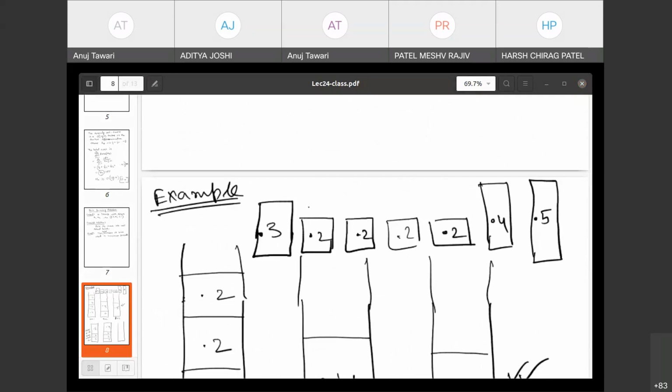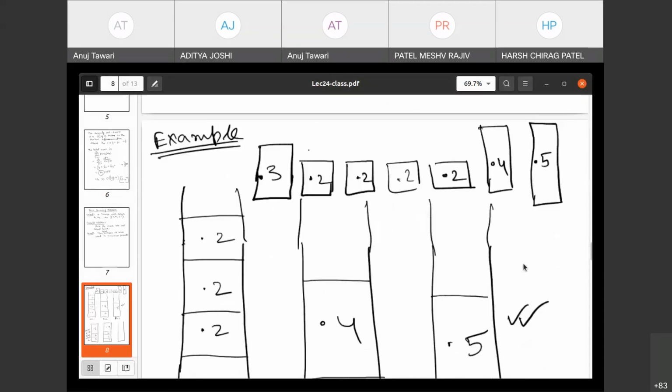Okay, there is one more idea. You can traverse it in descending order also. Yeah, you can do that. So what do we get in descending order? Let's see. If you go in descending order, we put 0.5 in the first bin, then we put another 0.4. There is still space for that.